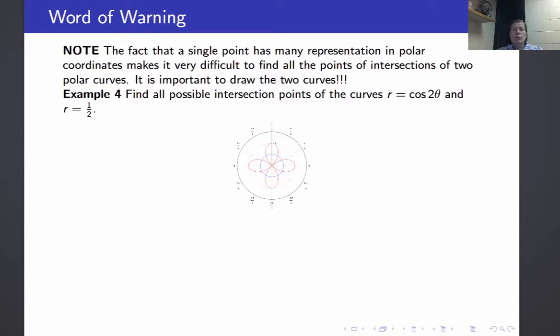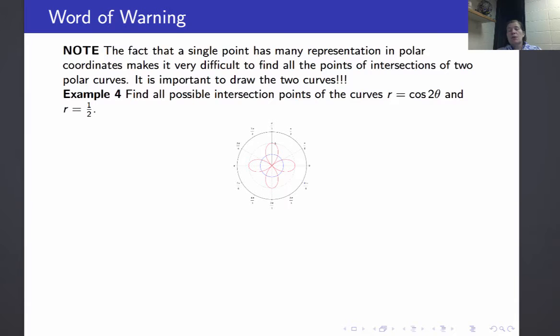Lastly, let me issue a word of warning here. Because a single point may have many representations in polar coordinates, including negative values for r, it makes it very difficult to find all of the points of intersection of two polar curves algebraically. So it's very important to draw the two curves and have some idea of how many points of intersection they have.